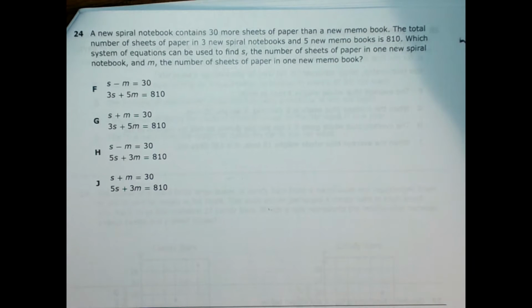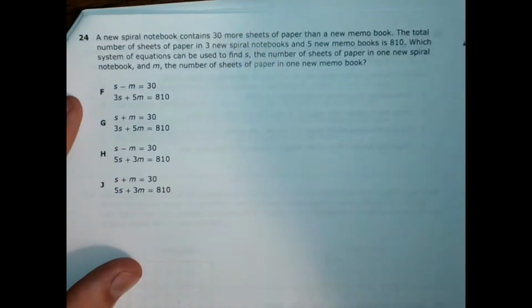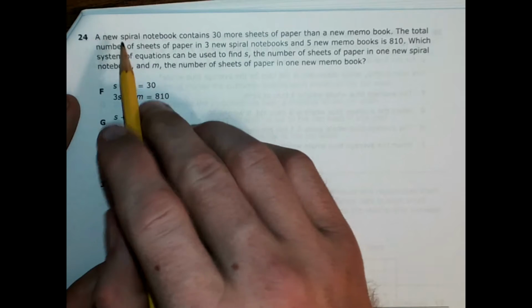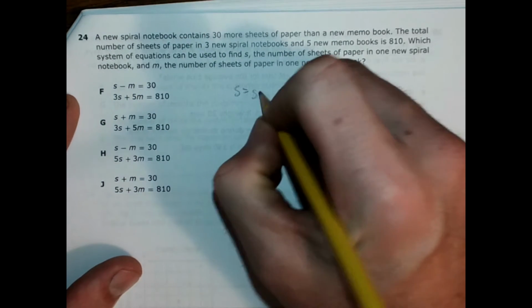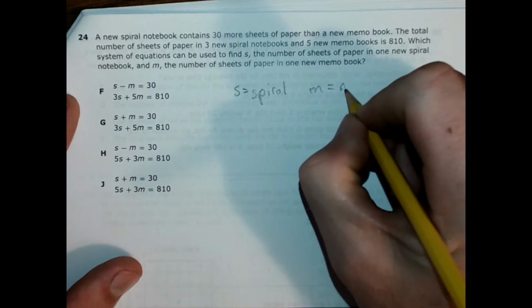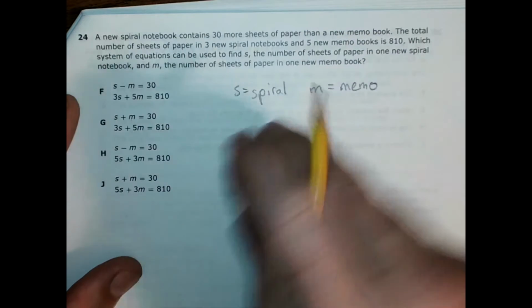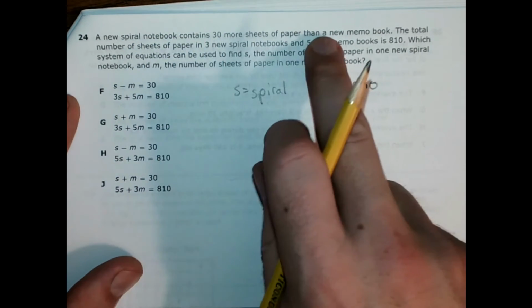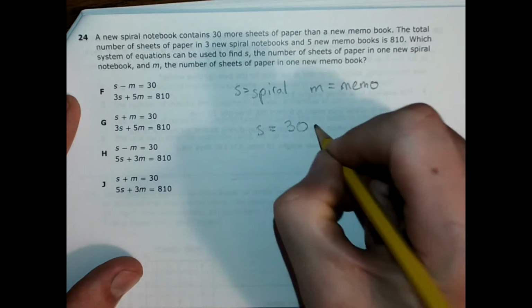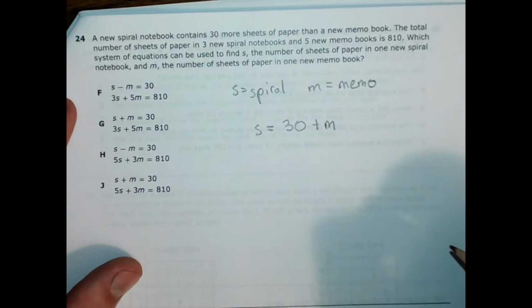Number 24. A new spiral notebook contains 30 more sheets of paper than a new memo notebook. Based on that statement, I'm going to write an equation. S will equal spiral notebooks, and M is going to equal memo notebooks. The spiral notebook contains 30 more sheets of paper than the memo notebook, so spiral equals 30 plus whatever's in the memo.